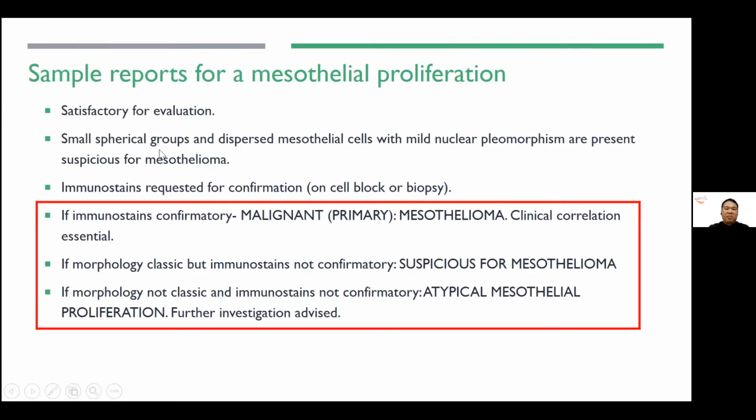And about mesothelial hyperplasia, here is a sample report for case 5: satisfactory for evaluation. We see groups and dispersed mesothelial cells with nuclear polymorphism, and it may be suspicious for mesothelioma. We do immunostains as the algorithm suggests. If the stains are positive for MTAP and BAP1 loss, we can confirm it as mesothelioma. If the morphology is classic but the immunostains are equivocal or cannot be done, we just say suspicious. If the immunostain cannot confirm and the morphology is not classic, we just report atypical mesothelial hyperplasia.